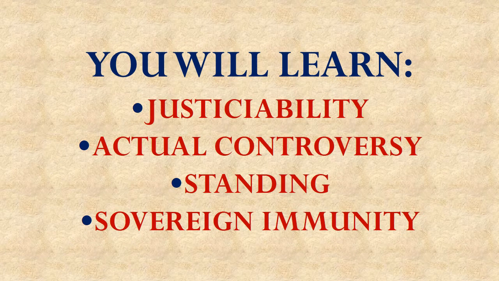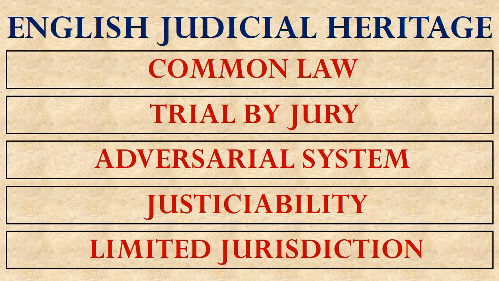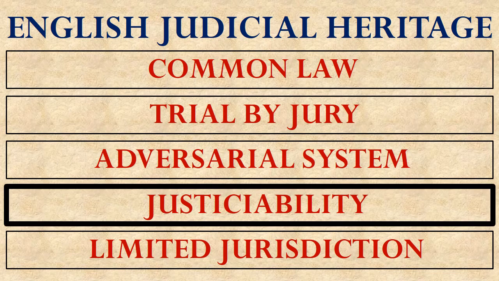In this lesson, you'll learn about what justiciability is, you'll learn about actual controversies, you'll learn about standing, and you'll learn about sovereign immunity. This lesson is one in a series that we're beginning Unit 7 with, in which we talk about the principles that American courts have inherited from the English judicial system. In previous lessons, we talked about the common law, about trial by jury, and about our adversarial system. In this lesson, we'll learn about the concept of justiciability.